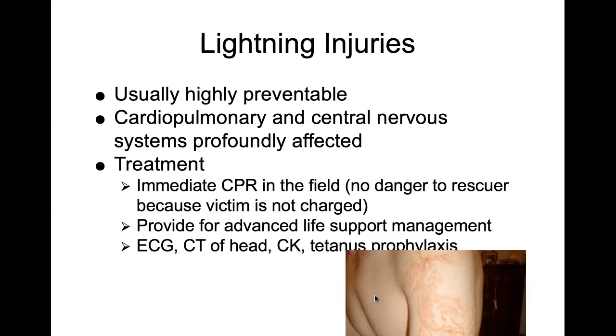Their skin, as shown in this picture, can have Lichtenberg figures. They're not considered burns, but they're thought to be caused by coagulation of blood cells in the capillaries when they get struck by lightning.